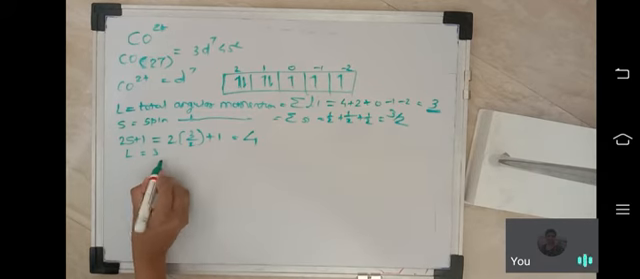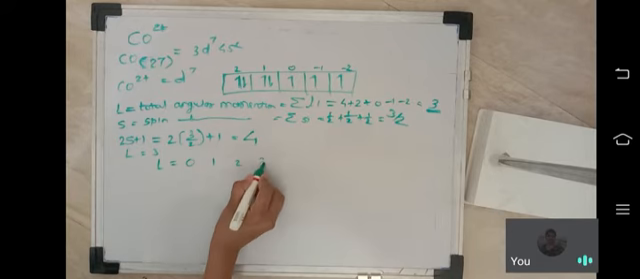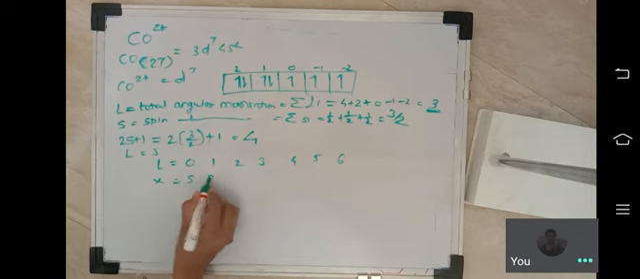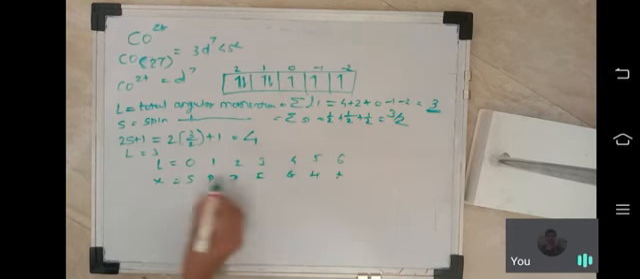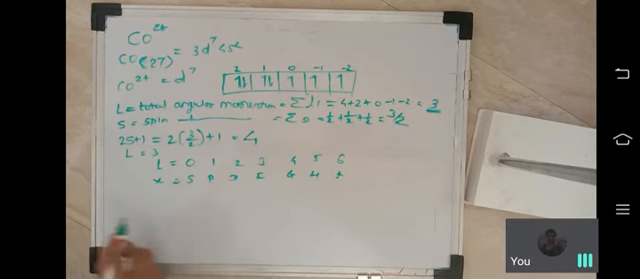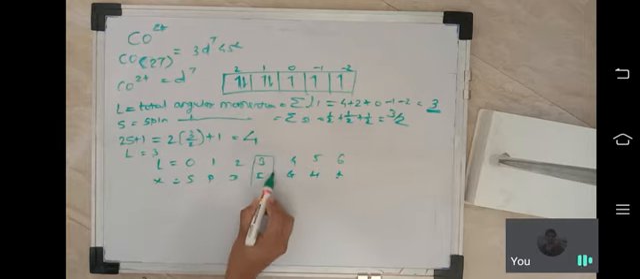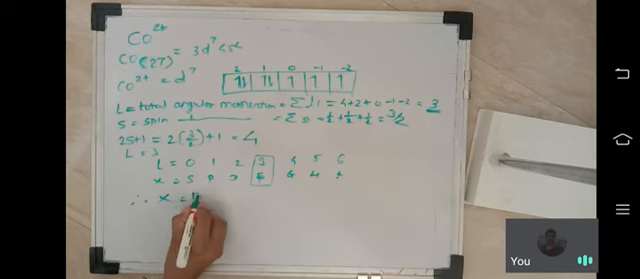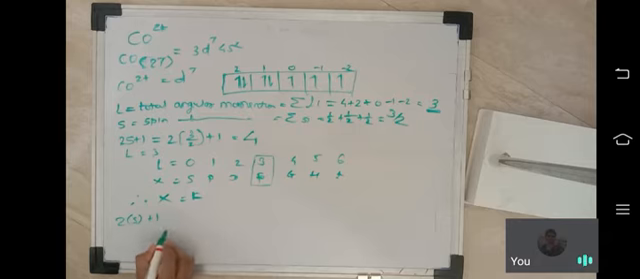Again you write the series. L is equal to 0, 1, 2, 3, 4, 5, 6 and X is S, P, D, F, G, H, I. Here the value of L is 3, so you have to bracket that one. Therefore X is equal to F. Then write the formula (2S plus 1) X.